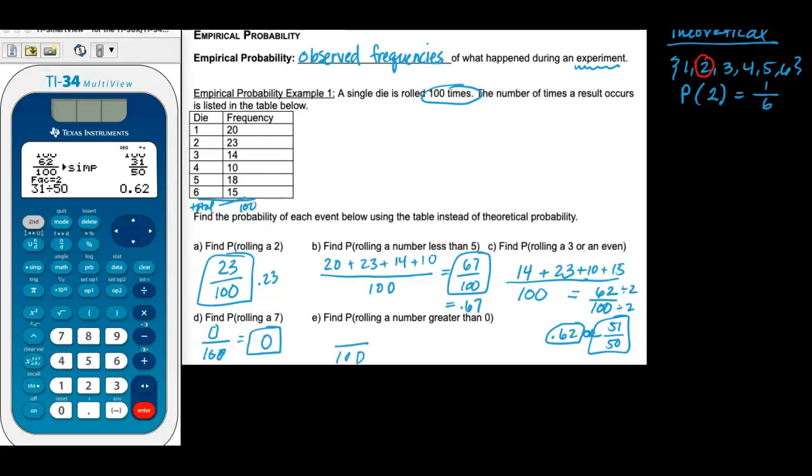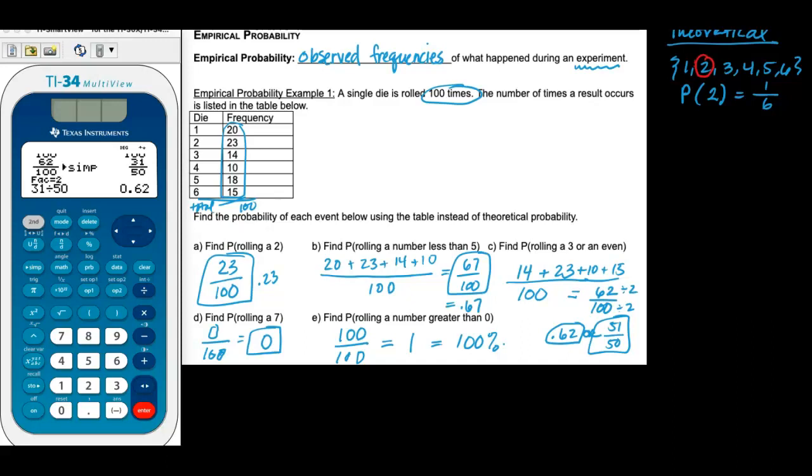And then what's the probability of rolling a number greater than 0? All of the numbers on the die are greater than 0. So all of these frequencies, 100 out of 100, are greater than 0. And that's the same thing as 1. It's also the same thing as 100% chance. So we could say the probability of rolling a number greater than 0 is 1, or the probability of rolling a number greater than 0 is 100%.